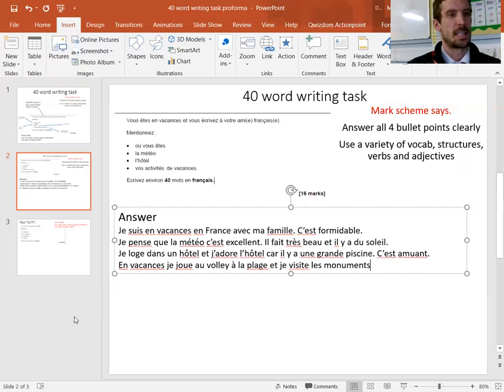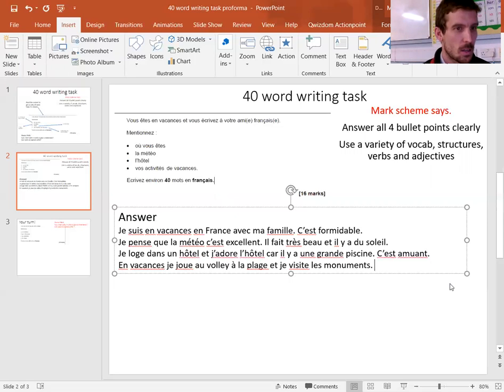Oh, you know what? Never mind, that's fine. It's a nice, easy one to use. It's the same word in English as in French, monuments. And the verb's really easy to use as well. So, en vacances, je joue au volley à la plage et je visite les monuments. No obligation to give opinions, so I'm not even sure you need one there. That is pretty much it, which I know might seem like it's really short and not enough. It's absolutely fine for a 40-word piece of writing.